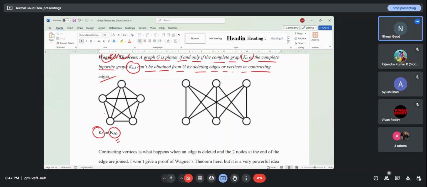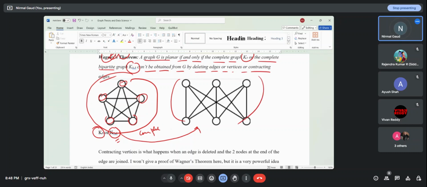Why K33? Because it is bipartite. Okay, convert this thing in this way. K33. This is your K5. This is a complete graph because we have 5 vertices and every vertex is connected to every other vertex. So this is complete. And this is K33. That means I have a set of these three vertices, and another set of these three vertices. So K33 means this is set 1 and this is set 2. I have two sets, and this is complete bipartite.